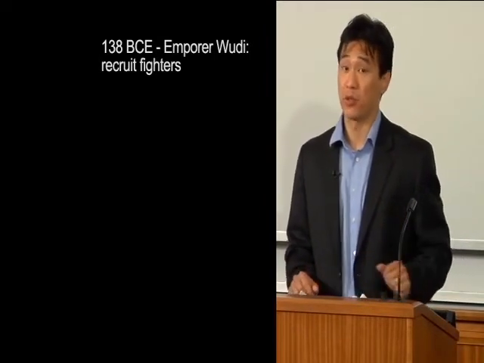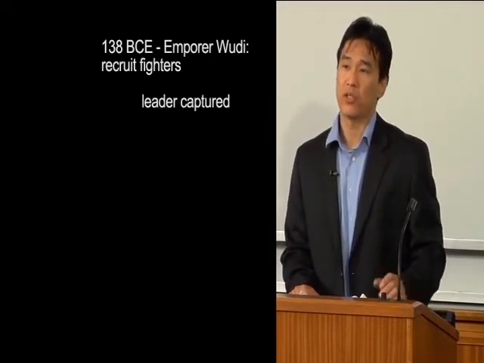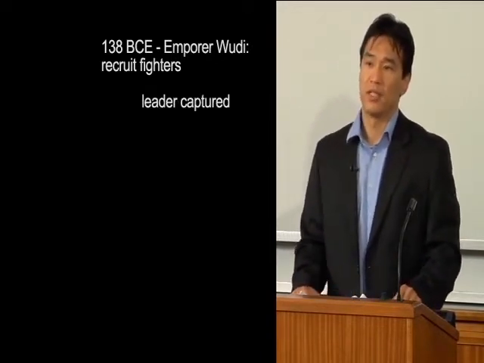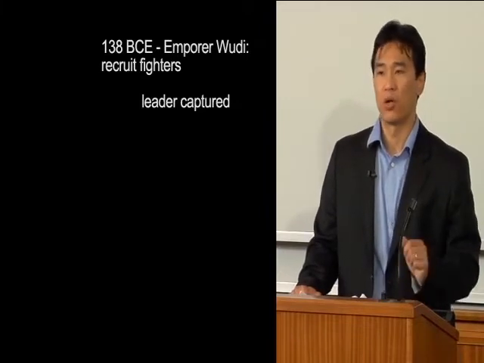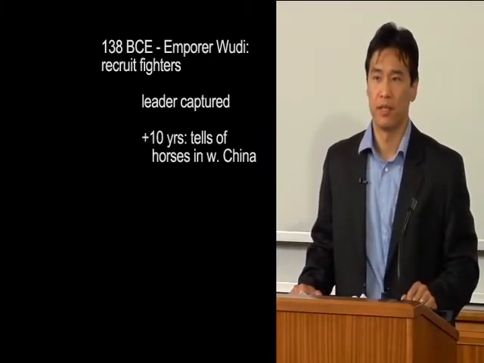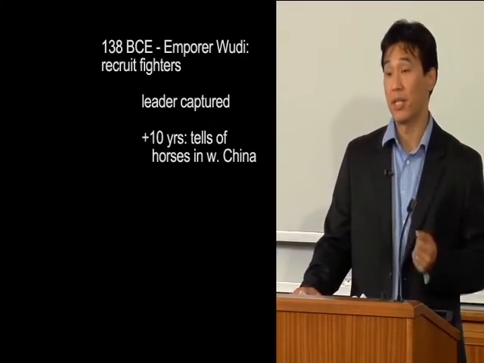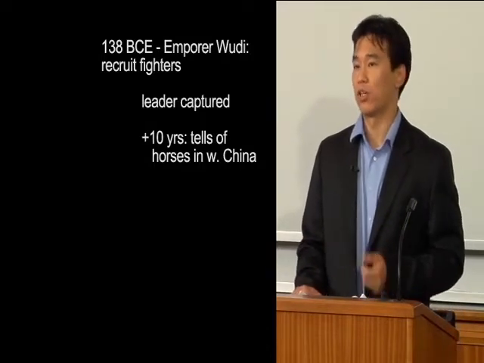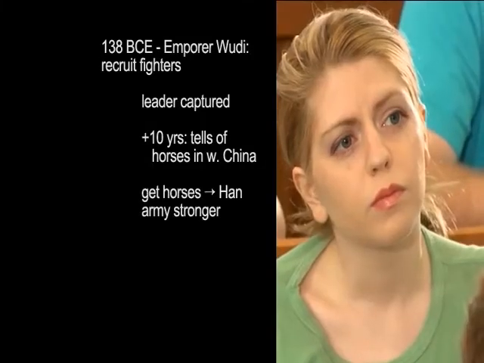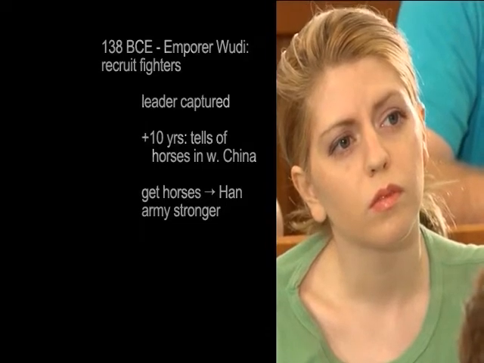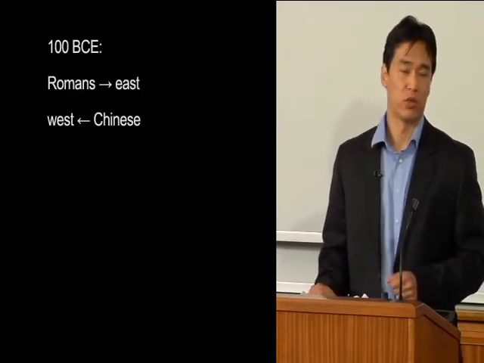The group's leader was captured, and when he returned a decade later, he told the emperor about a type of big, strong horse in western China. The Han Dynasty decided to make a big push west to get these horses in order to make the Han army stronger. So you see, in about 100 BCE, the Romans and the Chinese were pushing east and west respectively, and thus the Silk Road developed.